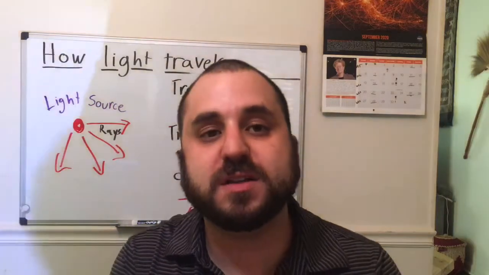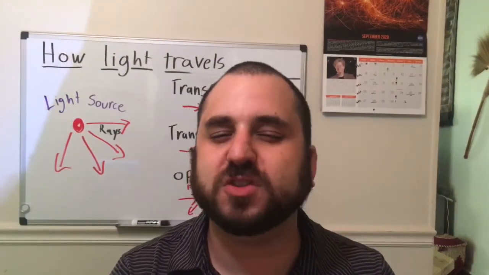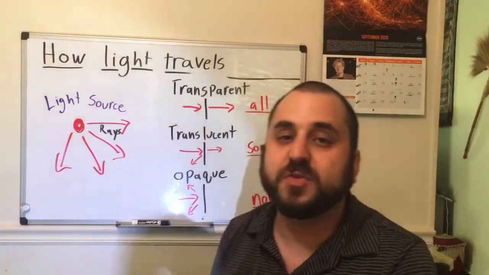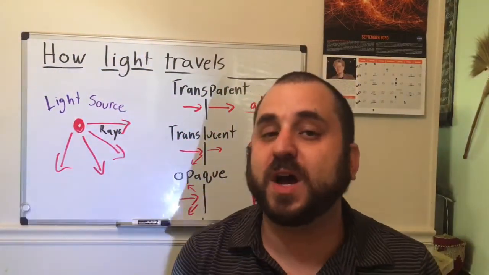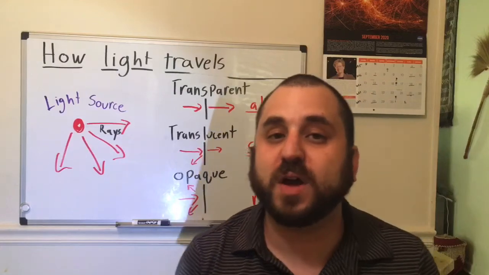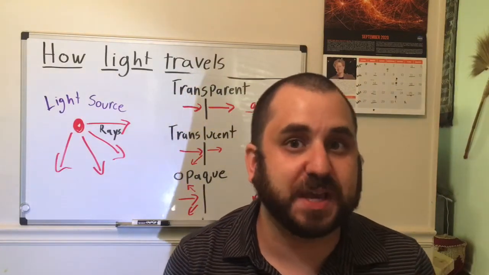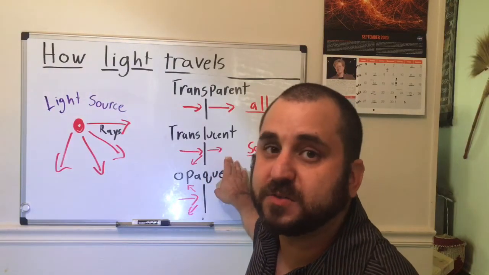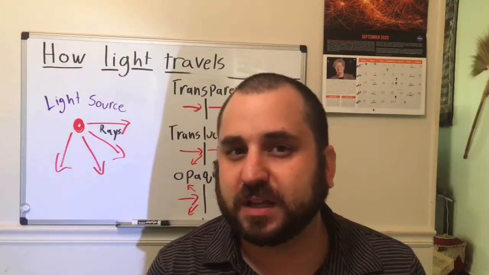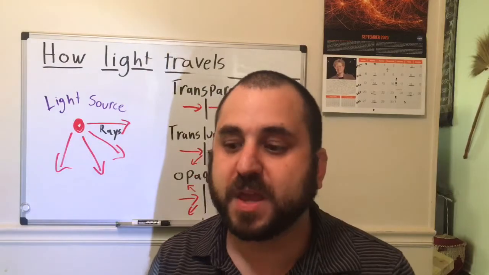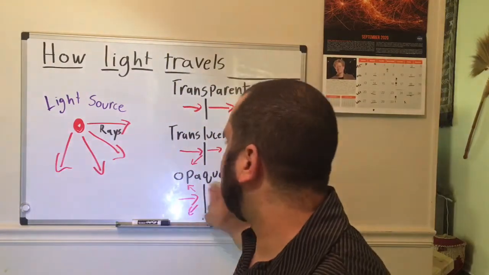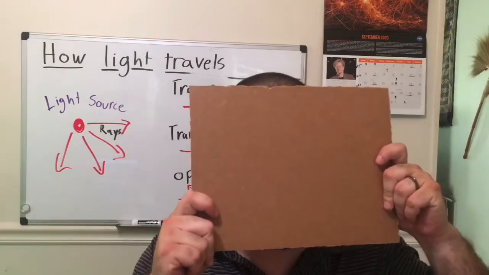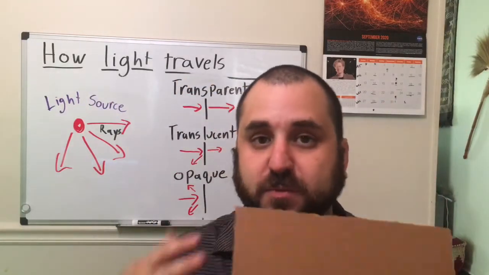So what I want you guys to do now is take a moment and just look around your house. Can you see any transparent items that are letting all the light through? Maybe you have a window, or maybe you have an aquarium or a fish tank. Do you have any translucent items? Maybe a pair of sunglasses, something that's only letting through some of the light. And finally, do you have anything that's opaque? Something that's going to block out all of the light and not let any light come through.